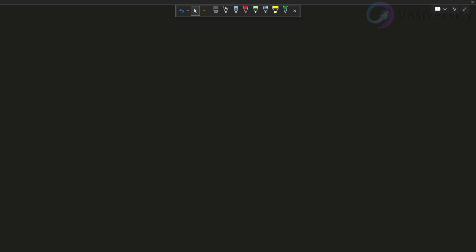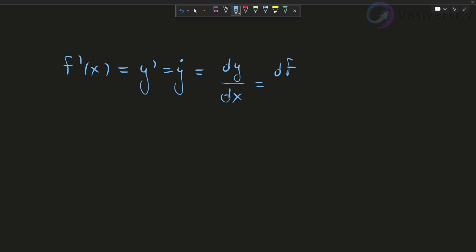So for example, we can have f prime of x, which is the same thing as y prime. Newton liked to write either y prime or, sometimes, y dot. This is also the same thing as dy over dx, which is the rate of change. The d is an instantaneous change, which is the same thing as df over dx. This is Leibniz. Leibniz loved that notation. And sometimes you can also see mathematicians write it as d over dx.